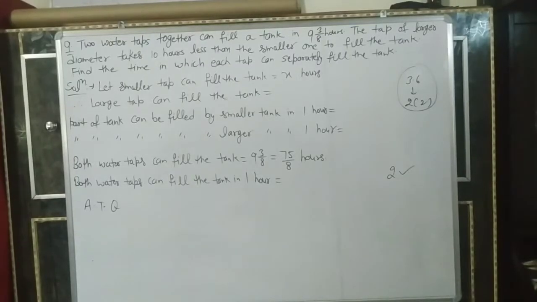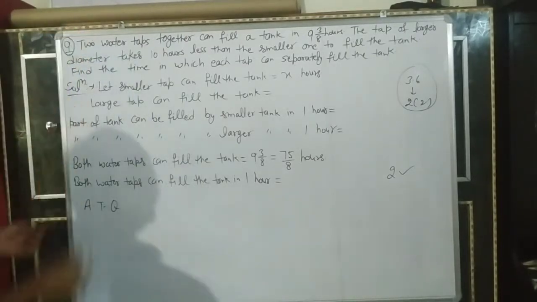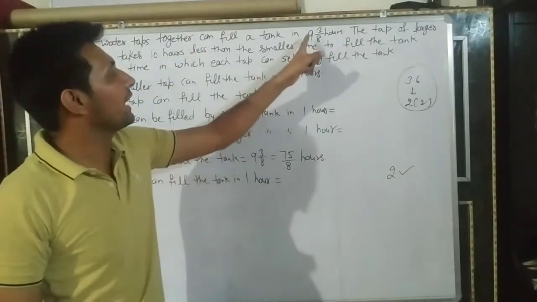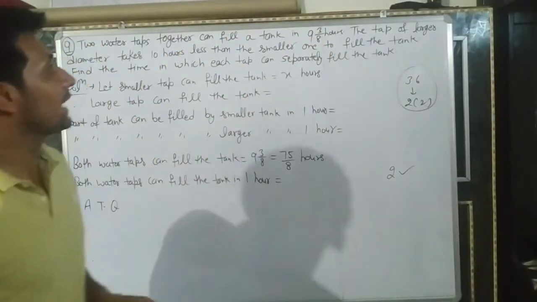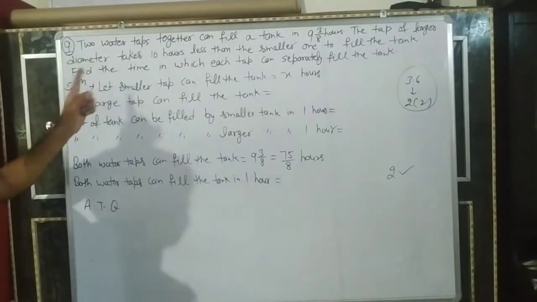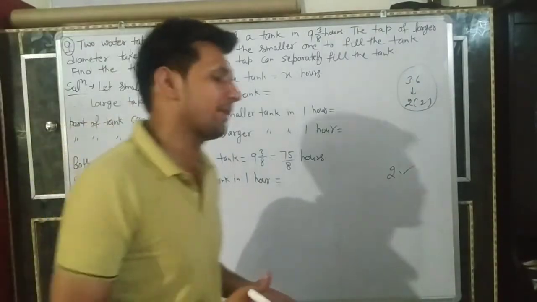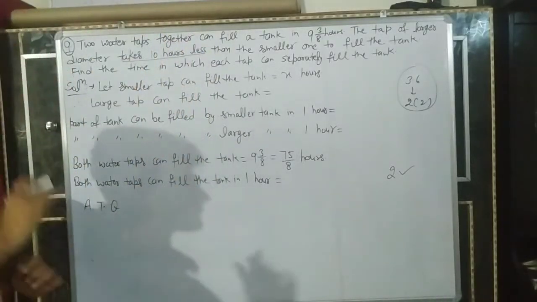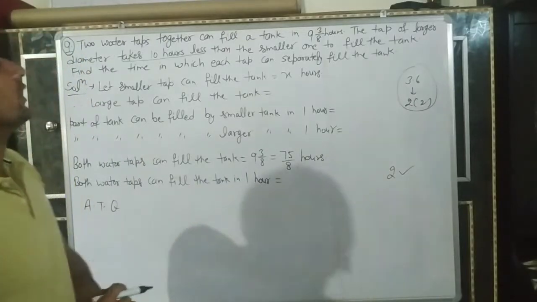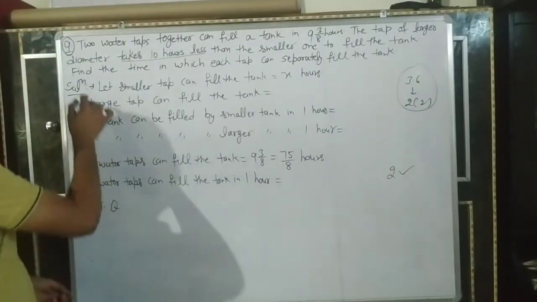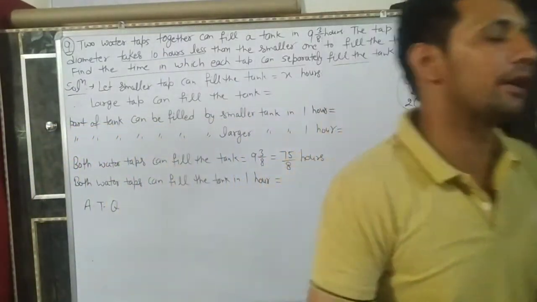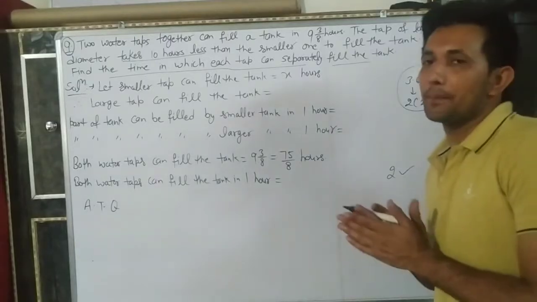Now, dear, the ninth question of this exercise. What is given? Two water taps together can fill a tank in 9 and 3/8 hours. The tap of larger diameter, because there are two taps, one smaller and one larger, takes 10 hours less than the smaller one to fill the tank. Find the time in which each can separately fill the tank.